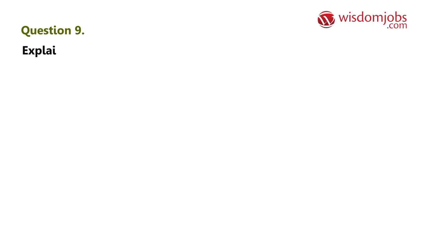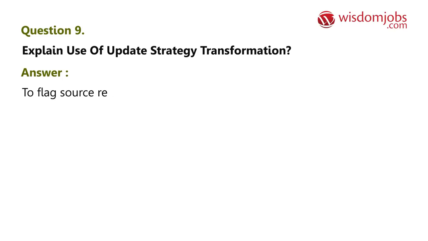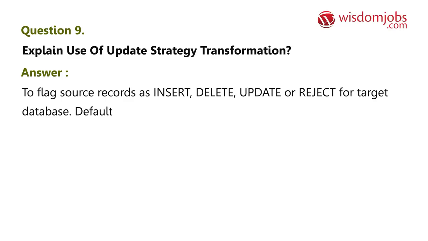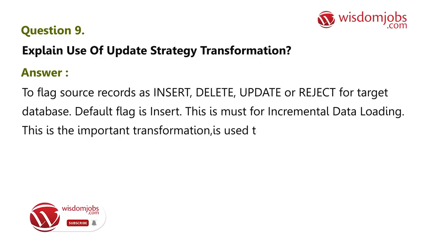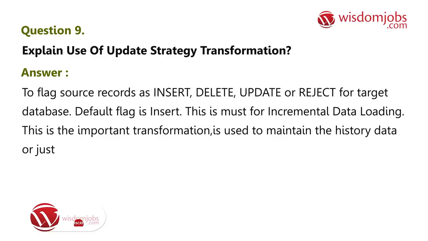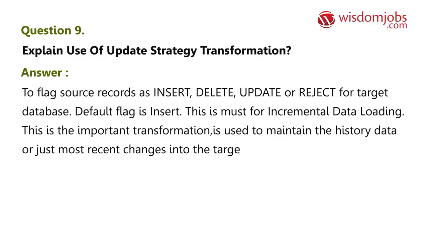Question 9. Explain the use of update strategy transformation. Answer. To flag source records as insert, delete, update or reject for the target database. The default flag is insert. This is a must for incremental data loading. This is an important transformation, used to maintain the history data or just the most recent changes in the target table.